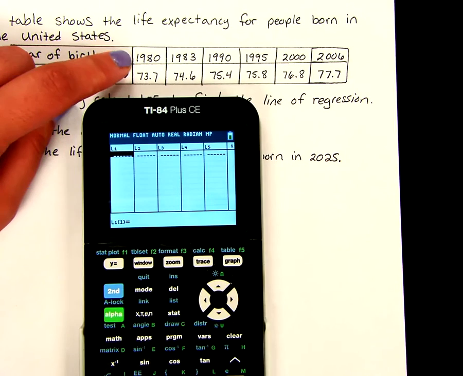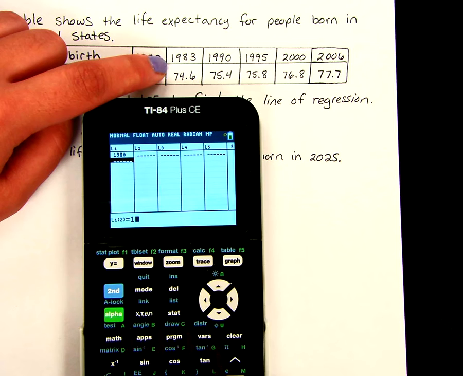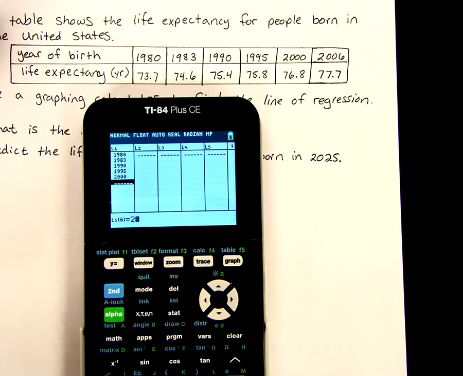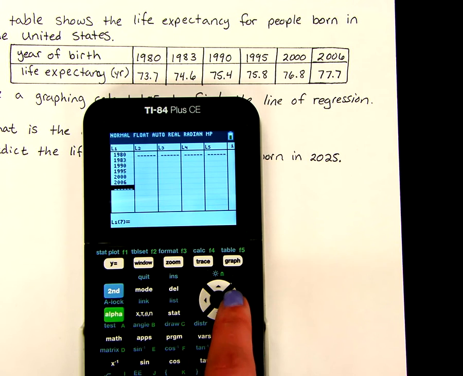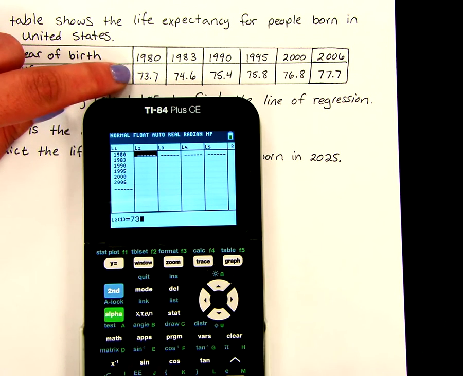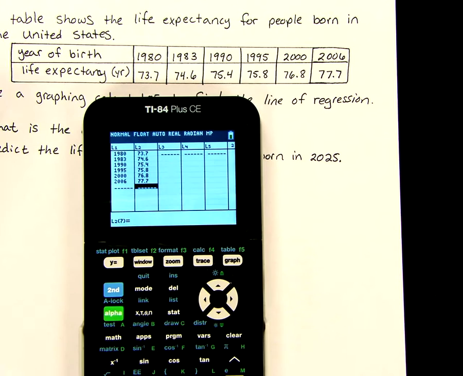First one is 1980, so 1980, enter. 1983, enter. 1990, enter. 1995, enter. 2000, enter. 2006, enter. And then we do that same process for the y values. We arrow over, type each number and then press enter. So 73.7, enter. 74.6, enter. 75.4, enter. 75.8, enter. 76.8, enter. 77.7, enter. All right, so we have entered in our data.